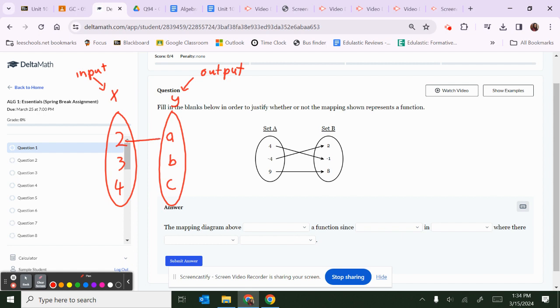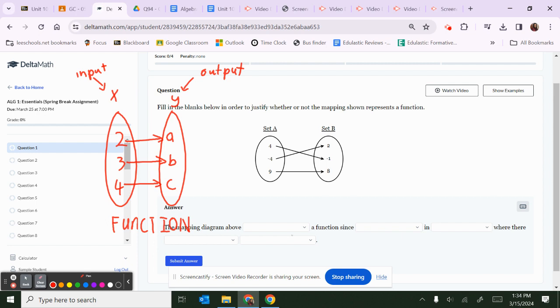So you cannot see a line going from more than one of the things in your x. You have to only see something that looks like this. So again, guys, that is the only way that this would be a function: if you have only one line coming from your x value. That's the only way to be a function, where there's only one input going to an output.